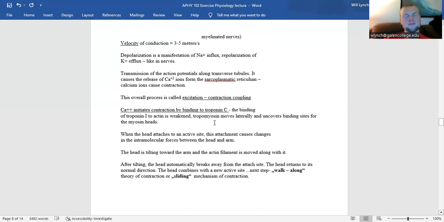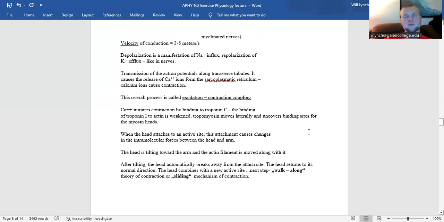Once we bind to the troponin, we're going to have a conformational change or a physical movement of those fibers, which means that our tropomyosin is going to move away from the binding sites for myosin on the actin chain. Once tropomyosin moves away from the binding sites on the actin, our myosin heads now have a place to attach. So opening the active site allows for attachment. As soon as that attachment occurs, we're going to change the intermolecular forces between the head and the arm. The head is going to tilt towards the arm and the actin filament is going to be moved along it.